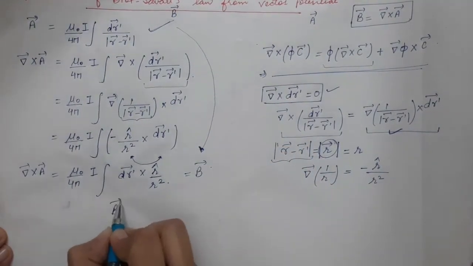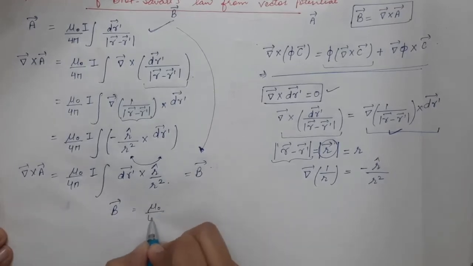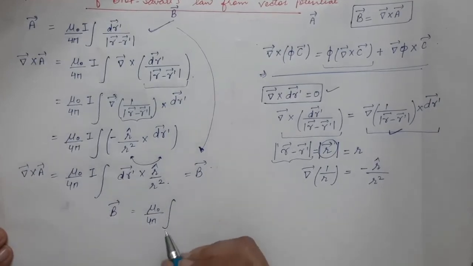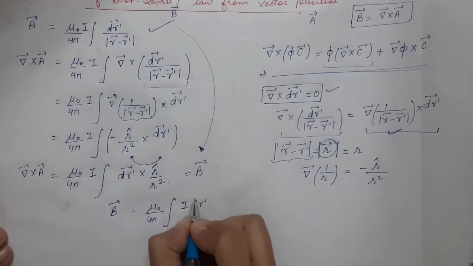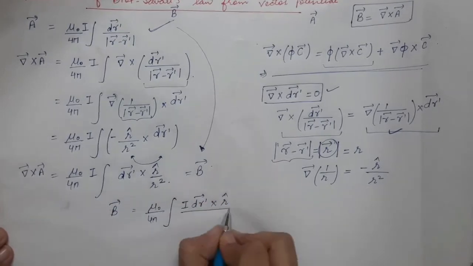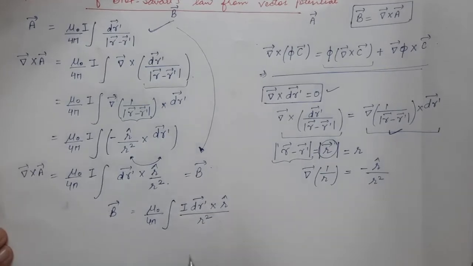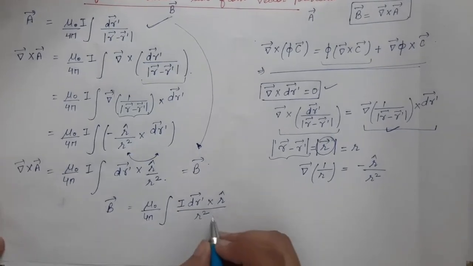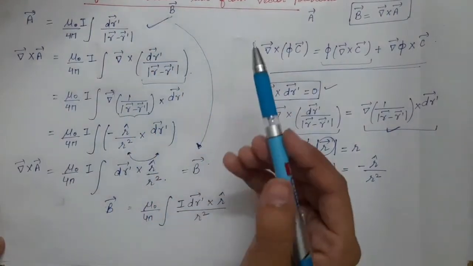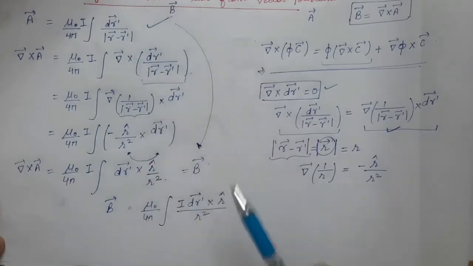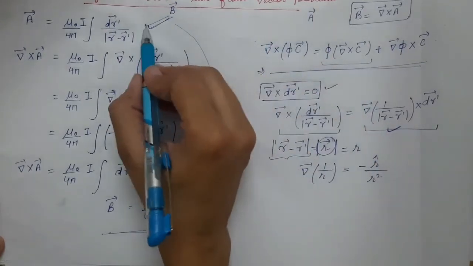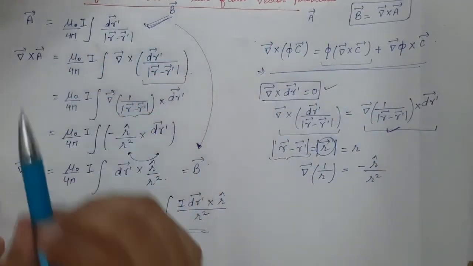So you can see that magnetic field is given by mu naught divided by 4 pi. Now this current can be taken inside the integral. So integration as it is, and you will have dr prime vector cross product with r cap and whole divided by r square. So this is the expression of magnetic field, and this is the same expression which is given by Biot Savart's law. So we have derived the Biot Savart's law from the vector potential, from the first expression of the vector potential.